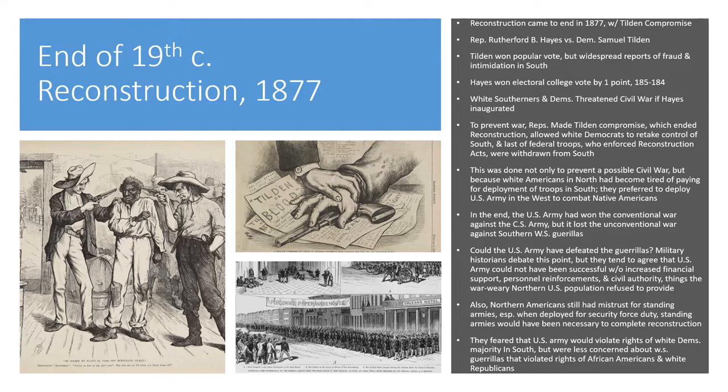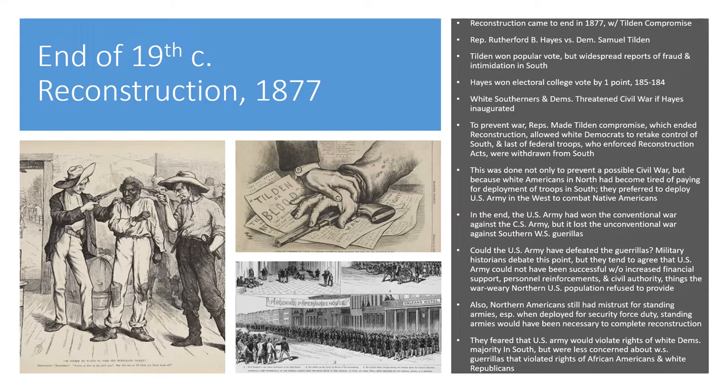So now we'll discuss the end of the 19th century Reconstruction in 1877. It's been said that the United States, or the Union, wins the Civil War, 1861 to 1865, but it loses the peace of Reconstruction, 1865 to 1877. As military historians, however, we would say the Union Army wins the war of the Civil War, 1861 to 1865, but it loses the War of Reconstruction as well, 1865 to 1877.